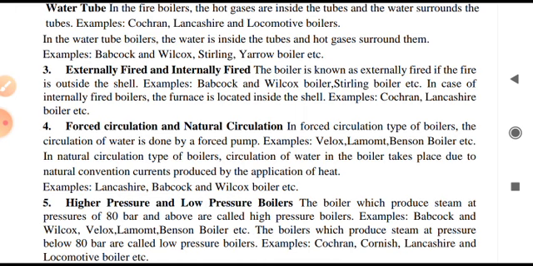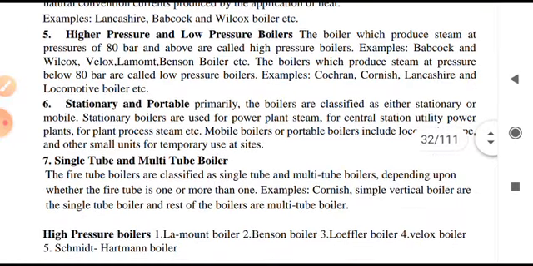High pressure and low pressure boilers. The boilers which produce steam at a pressure of about 80 bar and above are called high pressure boilers. Example: Babcock and Wilcox, Velox, Lamont, Benson boiler, etc. The boilers which produce steam at pressure below 80 bar are called low pressure boilers. Example: Cochran, then Cornish, Lancashire and locomotive boiler, etc.